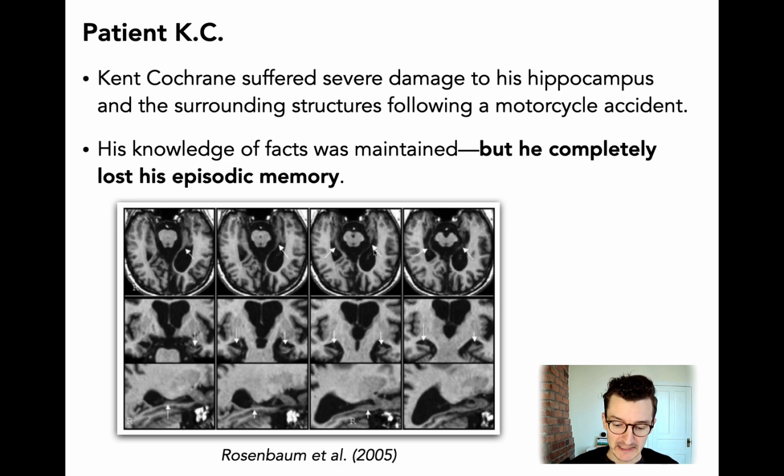Cochrane was studied extensively by Canadian neuropsychologist Endel Tulving at the University of Toronto. And we have some pretty good video of Cochrane, so I'm going to play that for you now. And then after the video, I'll talk a little bit about what we saw and how this provides evidence for a dissociation, a single dissociation in this case, because it's one patient, between episodic memories and semantic memories.